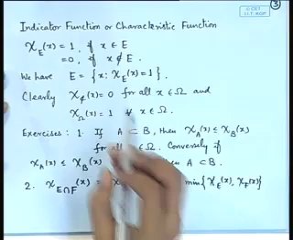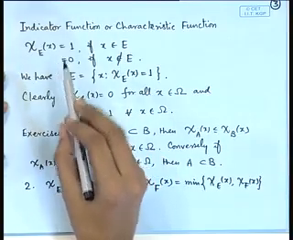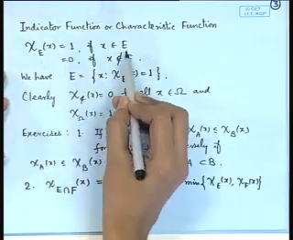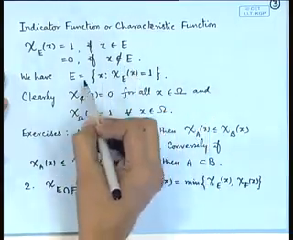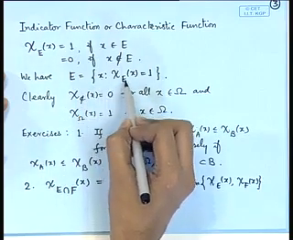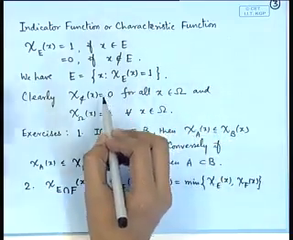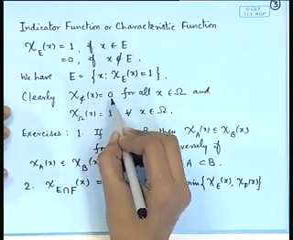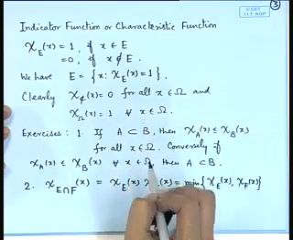Let us introduce the concept of indicator function or characteristic function. The characteristic function of a set E is defined to be 1 if x belongs to E, and 0 if x does not belong to E. Alternatively, we can write the set E as the set of all those points for which chi_E of x is equal to 1. Clearly, the indicator function of the empty set is always 0, and the indicator function of the whole space is always 1.